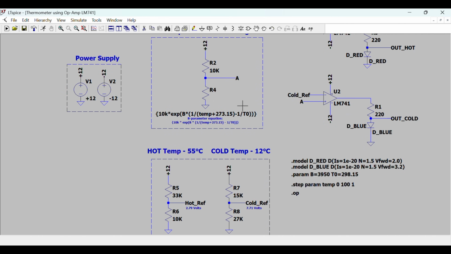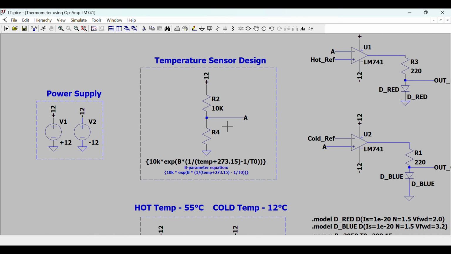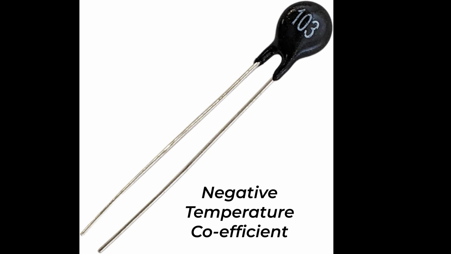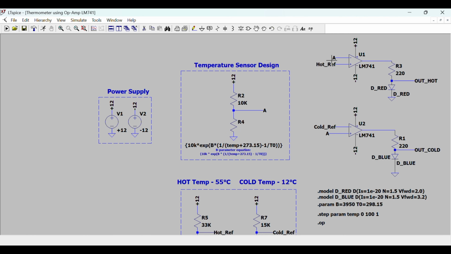Now let us move to the sensing section. The circuit uses a 10 kilo ohm NTC thermistor. NTC stands for negative temperature coefficient. VA equals 12 multiplied by the thermistor resistance divided by the sum of R2 and the thermistor resistance.